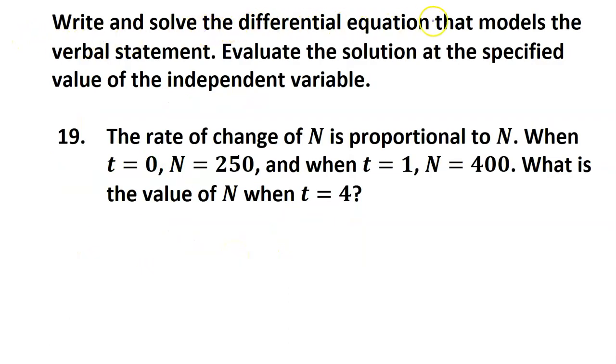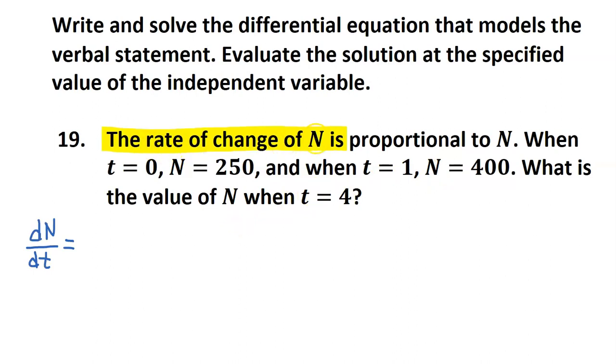Write and solve the differential equation that models the verbal statement. Evaluate the solution at the specified value of the independent variable. Number 19. The rate of change of n is proportional to n. When t equals 0, n equals 250. When t equals 1, n equals 400. What is the value of n when t equals 4?